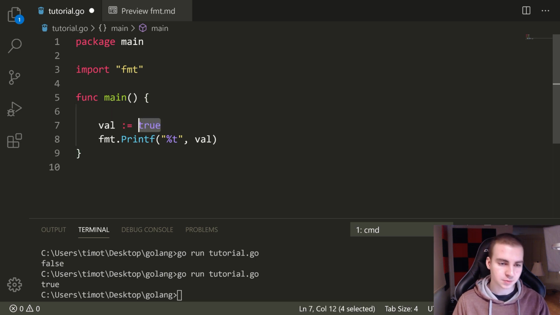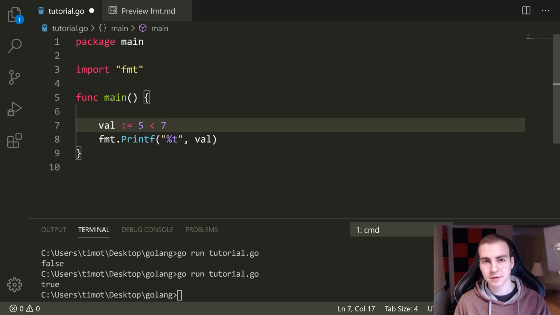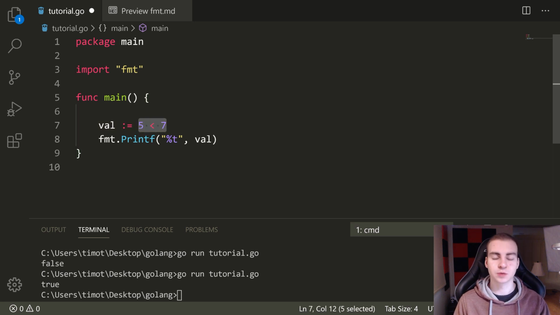So previously we had something like this, right? Maybe we had 5 less than 7, and that was obviously going to be equal to true. Now the idea is that we want to make more of these. So we want to have one larger expression that maybe checks more than one thing.